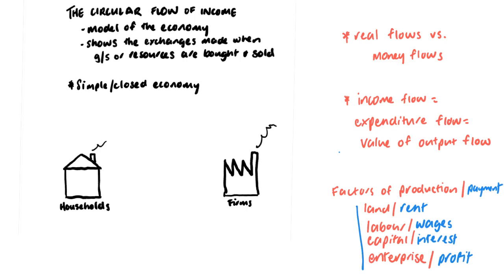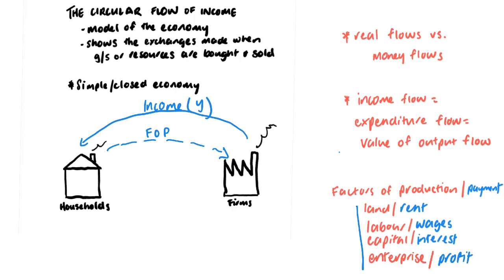So remember, the payment for land is rent, for labour is wages, for capital it's interest, and for enterprise or entrepreneurship it's profit. So we have the factors of production or resources flowing from the households to the firms in return for those payments, and we're going to call that income. Okay, so income, which we abbreviate with the letter Y.